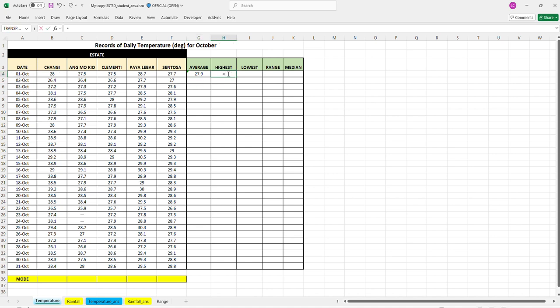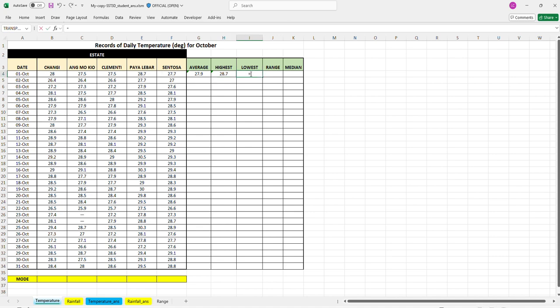And the highest temperature, we can use the max formula to find it. And the cell ranges that we want to find is here. So we select the cell range. So 28.7 is the highest temperature that we have in this row.